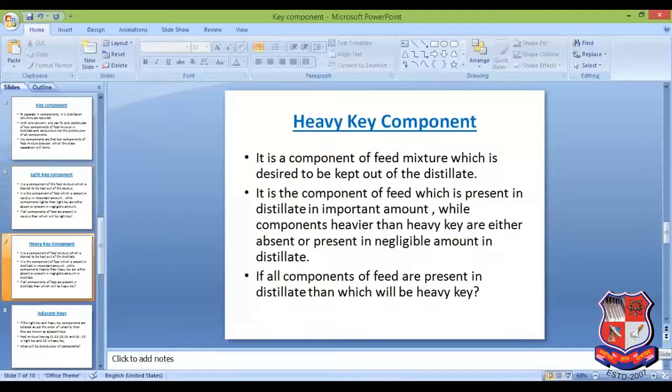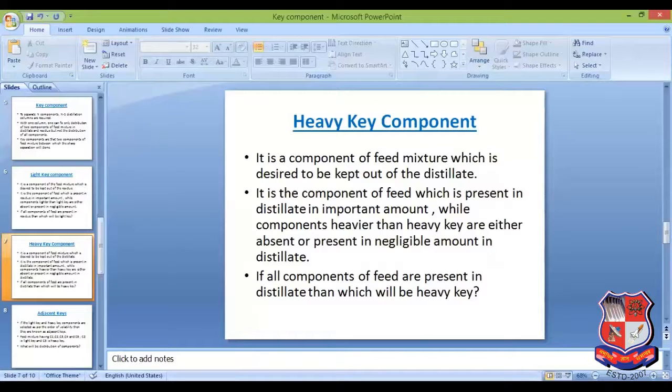Okay. Similarly, the heavy key component is the component of the feed mixture which is desired to be kept out of the distillate. Recall binary distillation, in which we want to keep B out of the distillate, but still it will be there in some significant amount. So similarly, in the case of multi-component, it is the component of feed which will be present in the distillate in an important amount, but the components which are heavier than heavy key are either absent or present in a negligible amount in the distillate, right?